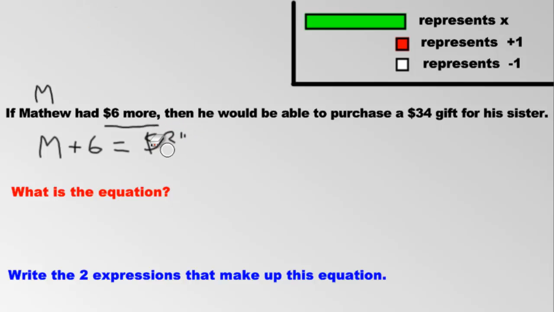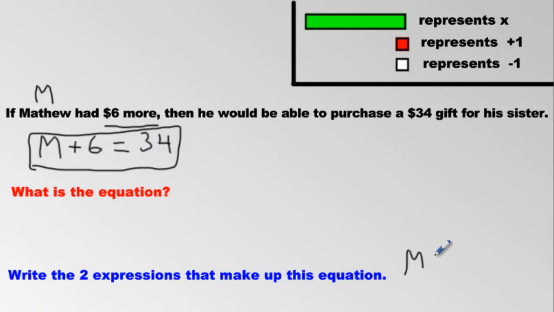I'm not even going to put that dollar sign in. I'm just going to write 34. What is the equation? Guess what? We already built it. M plus 6 equals 34. If he had $6 more, he will have $34. That's a balance. We have Matt's money increased by 6, and then he will be able to purchase it, so he will have $34. The two expressions are going to be M plus 6 is number 1.